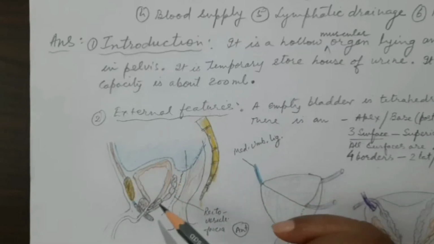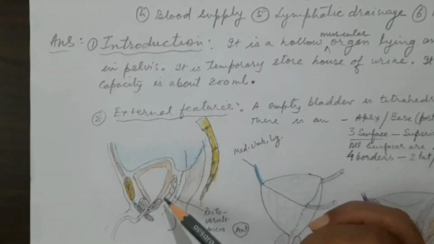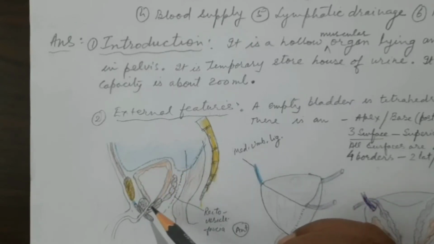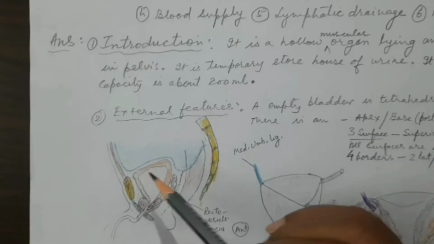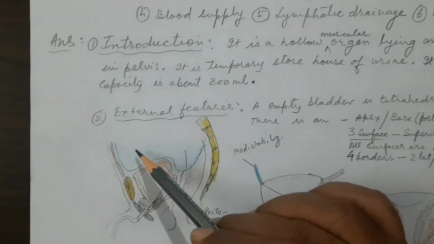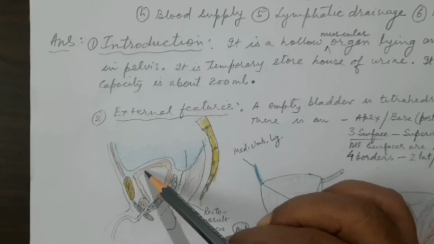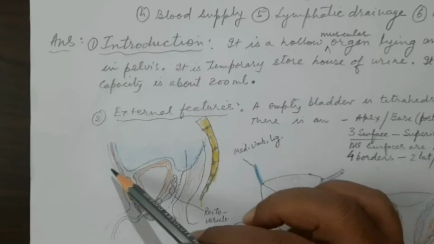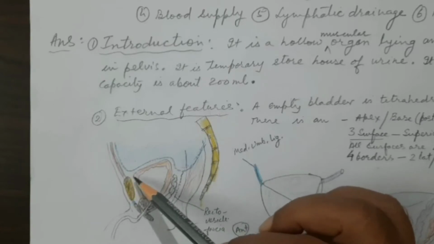A person can tolerate the collection of urine up to 500 milliliters, after which it becomes very painful and one has to pass the urine. When more urine is collected in the urinary bladder, it becomes an abdominal organ. It pushes the peritoneum, which is covering its superior surface, and its anterior border comes in contact with the anterior abdominal wall.